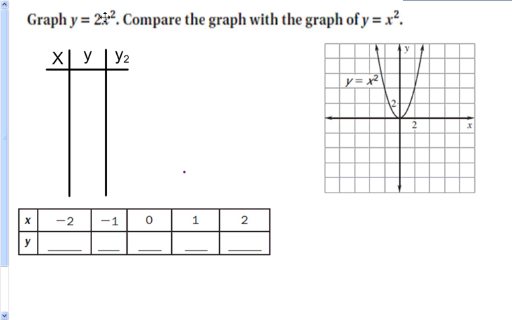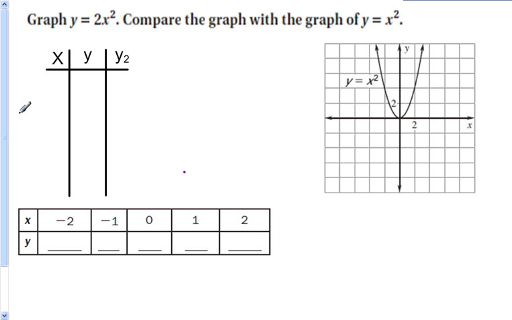There's two ways to go about this. One way is just knowing what does 2 times x squared, how does that impact your parent function? Well, we've learned before that if you multiply times the parent, it's going to stretch the graph. So let's represent this using a table.